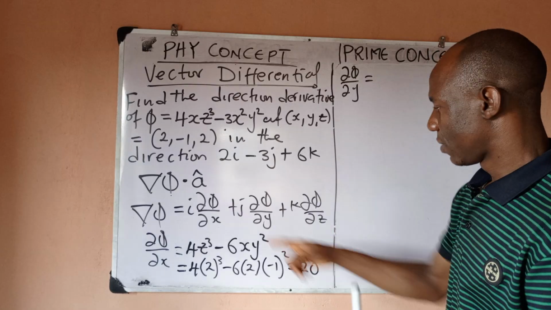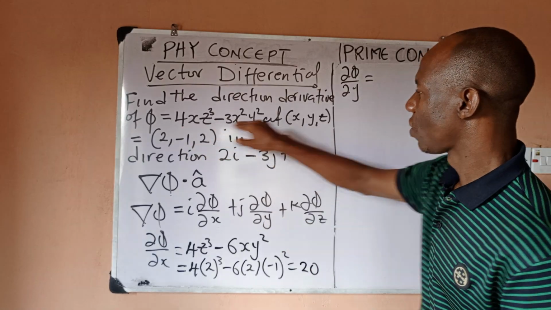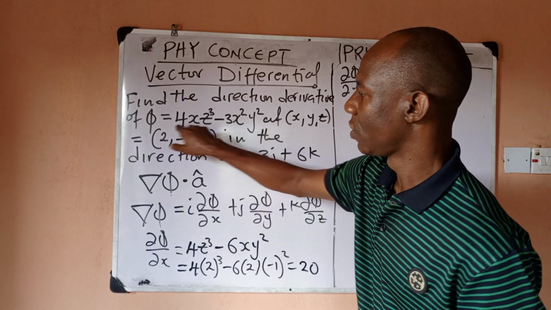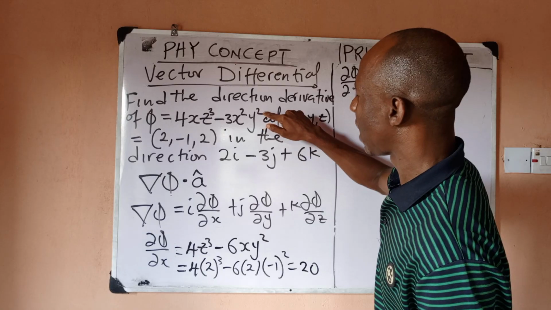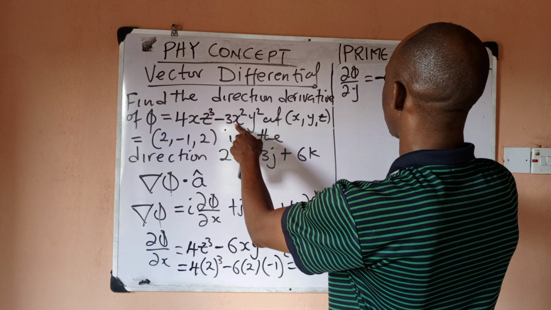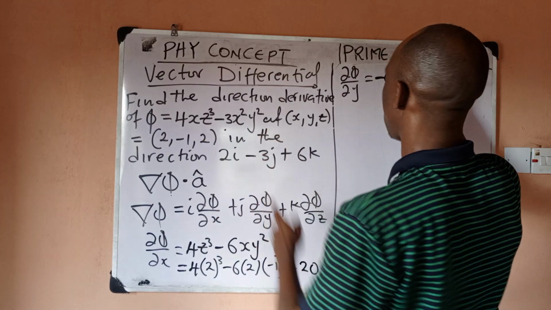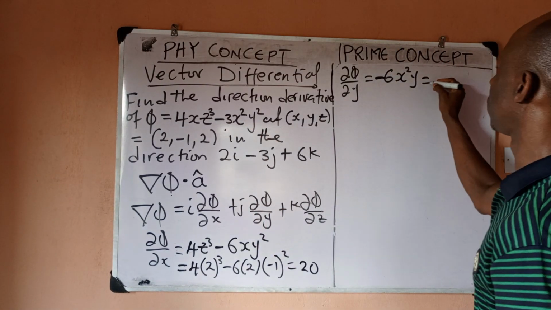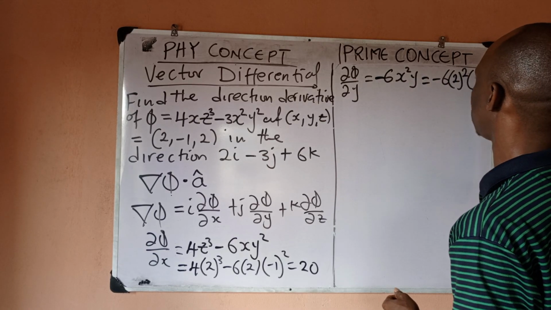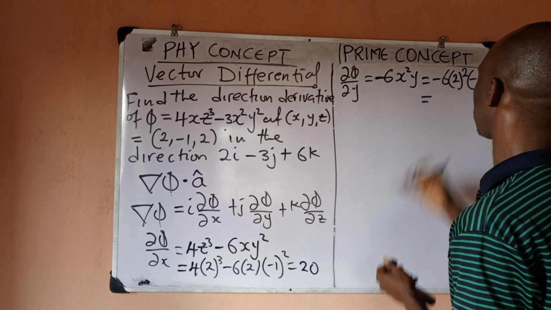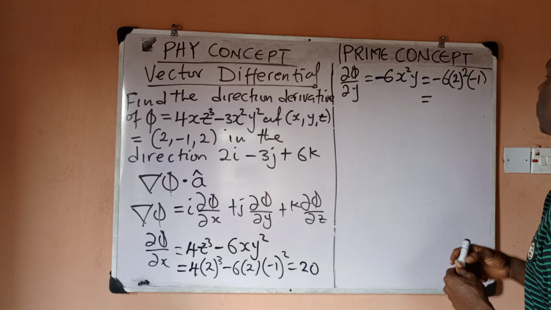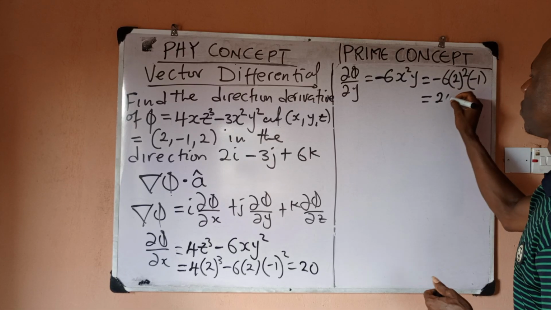Now I've found this. The next thing I want to find is the dφ/dy. So I want to get the other part, which is this. I'm going to differentiate this whole thing with respect to y. If I look at this first part, you notice there's no y, so this part is 0. If I come to this part, I have 2 times minus 3, which is minus 6. Then I have x squared. Then I have y to power 1, which I don't have to write. Substituting, I have minus 6 into x, which is 2 squared, then y minus 1. If I solve this, I have 2 to power 2, 4. 4 times 6 is 24. Minus minus would go, so I have 24.